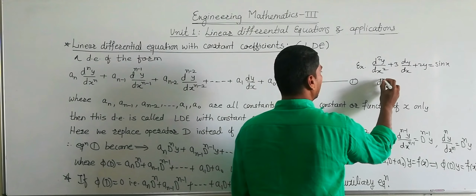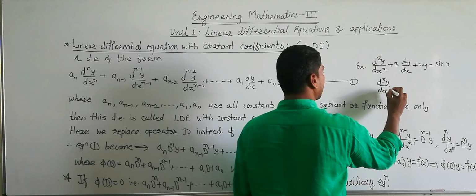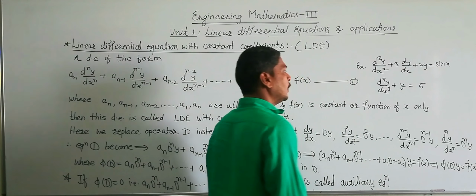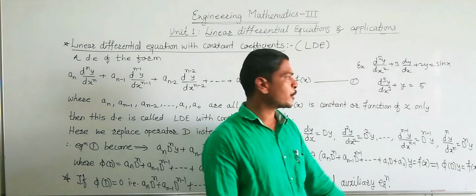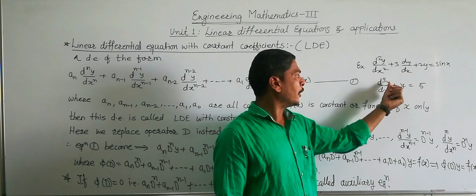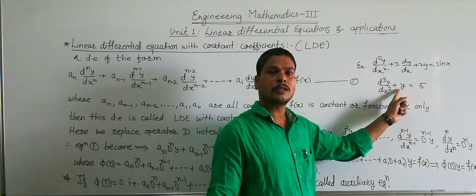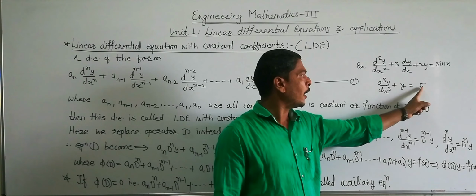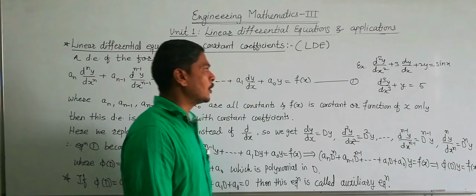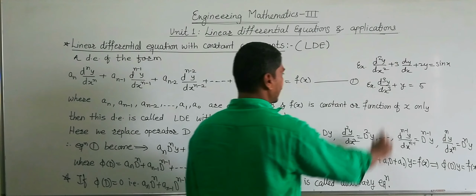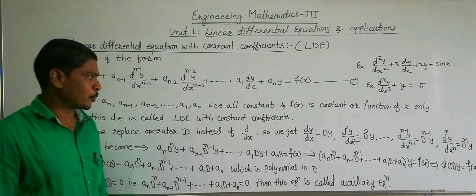Another example, d cube y by dx cube plus y is equal to 5. This is also a linear differential equation with constant coefficient, in which the third derivative term has coefficient 1 which is constant, the coefficient of y is also 1 which is constant, and the function is also a constant function. So this is another example of a linear differential equation with constant coefficient.